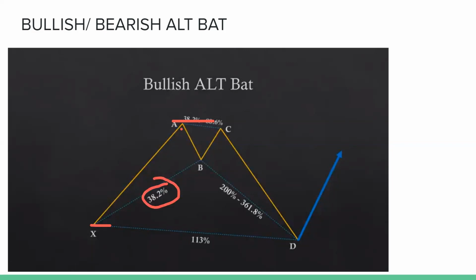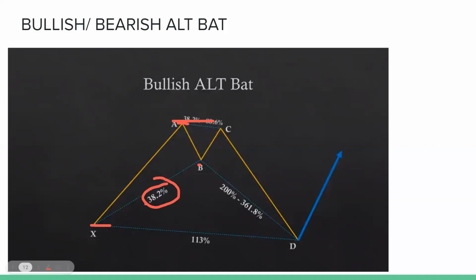If you pull your Fibonacci from A to B, point C is supposed to be between the 38.2 and the 88.6. So if you pull your fib from here to here, point D is supposed to be between the 200 and the negative 361.8. Now, if you don't have these extensions, you can just pull it from here to here and find out the extension. You can apply extensions on your fibs.